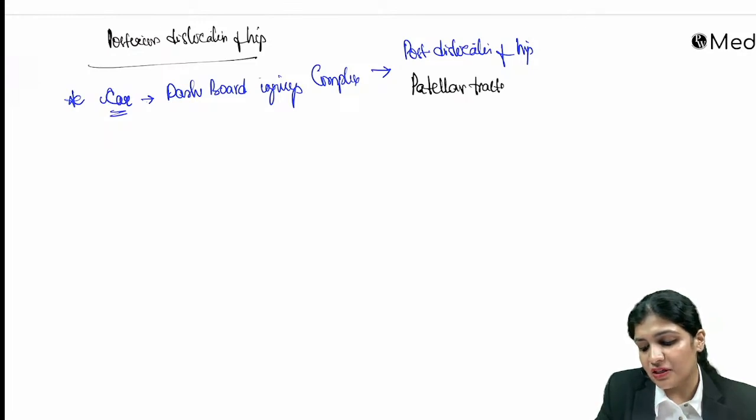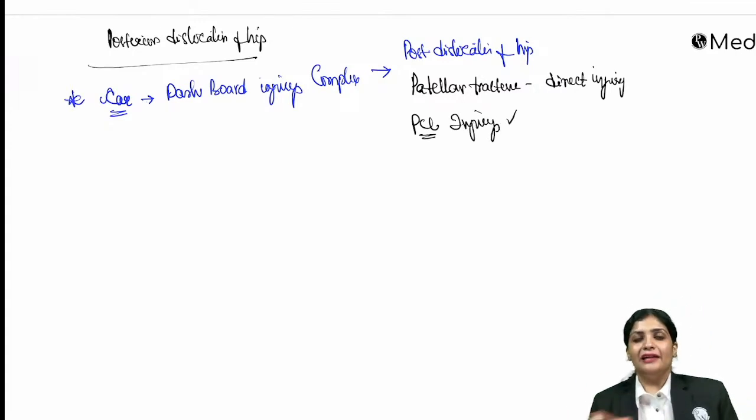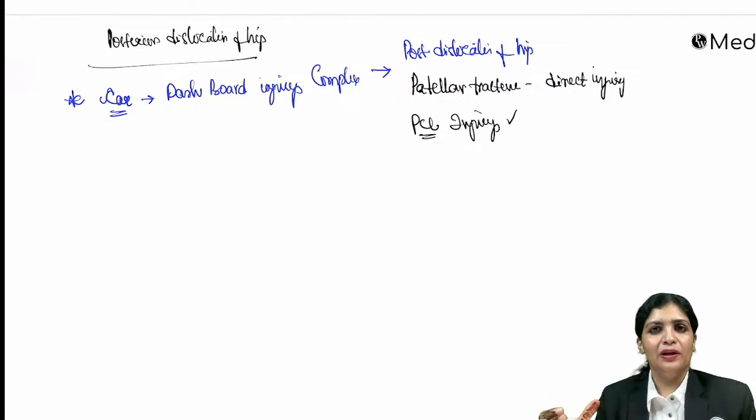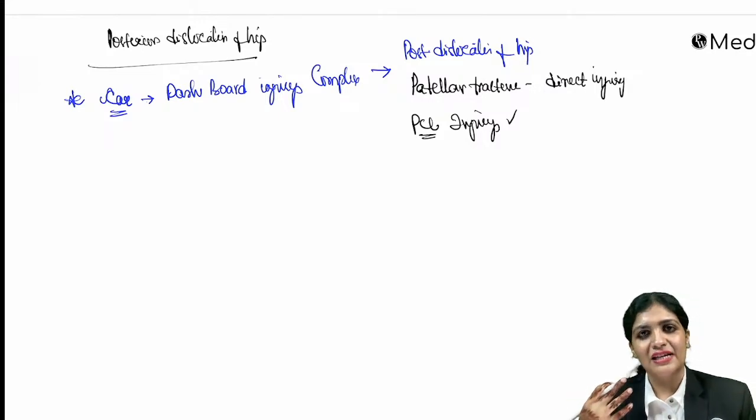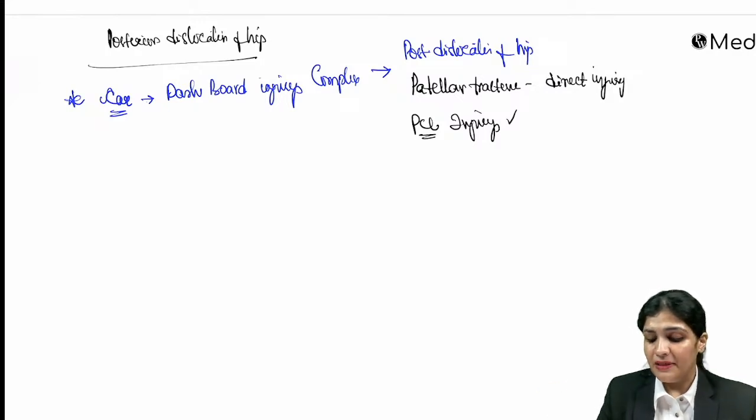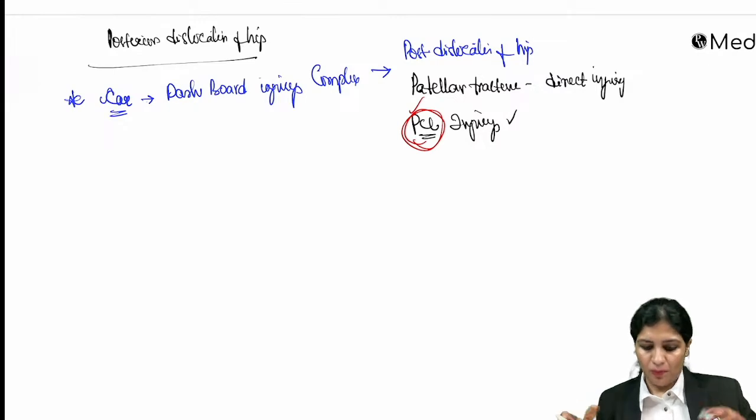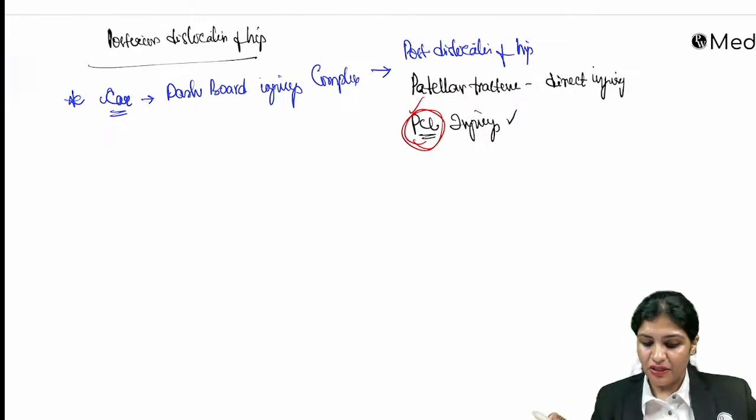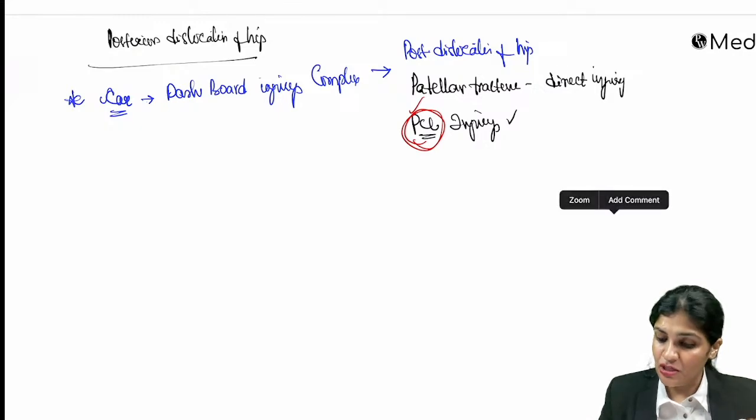This patellar fracture will be a result of the direct injury to the patella, and then there will be PCL injury. PCL is the posterior cruciate ligament injury, and this completes the dashboard injury complex. Whenever you have a patient with a history of car travel with a high velocity injury and there is a posterior dislocation, you have to always examine the knee joint for patella fracture, and you have to examine for any ligamentous injury and specifically for your PCL injury, the posterior cruciate ligament injury, right? So this is one example of the dashboard injury.